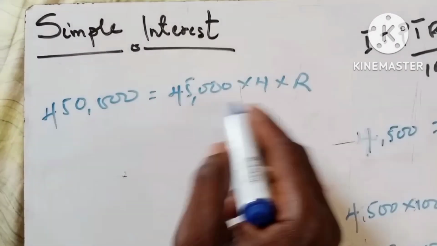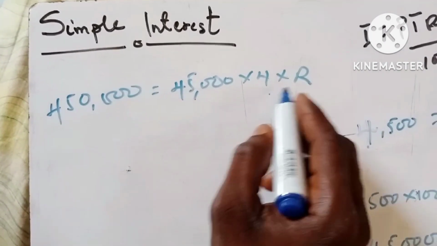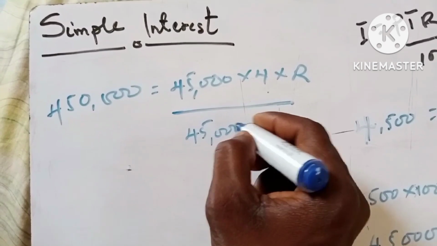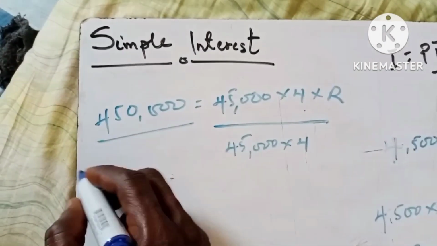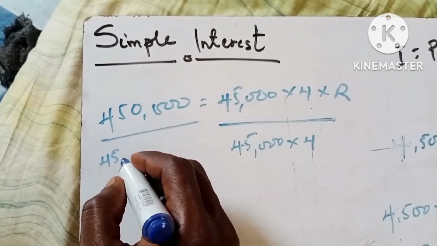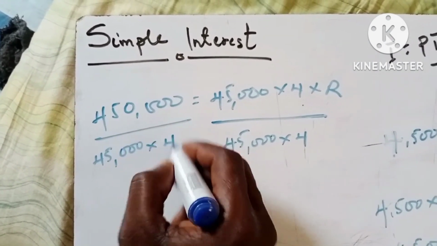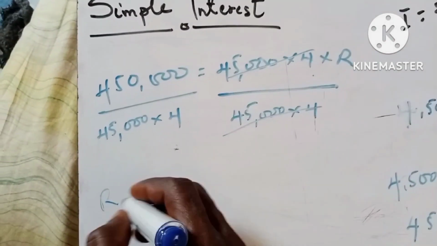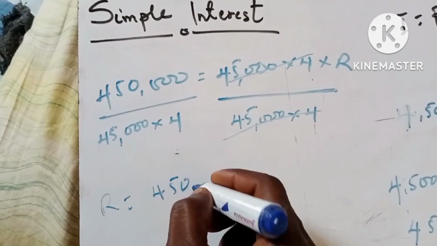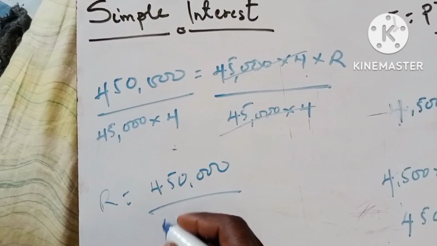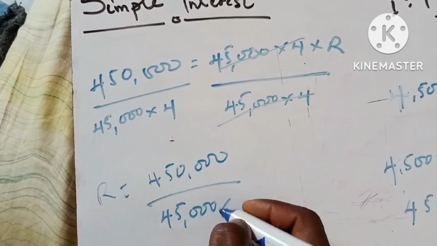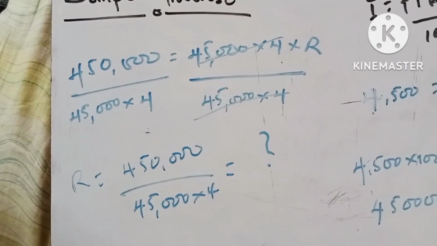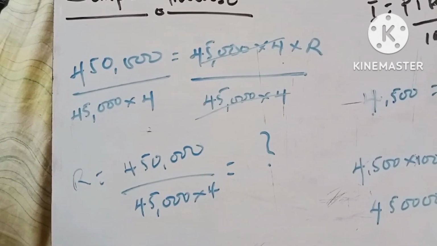So what are we looking for? We are looking for the rate. So everything that is attached to the rate has to vanish. We are going to divide here by 45,000 multiplied by 4, and divide here by 45,000 multiplied by 4, so that this one will cancel out this. At the end we have R equal to 450,000 divided by 45,000 multiplied by 4. So what is the answer to this? Once again, let me hear your comments in the comment section below.